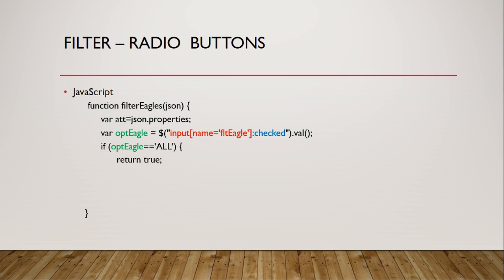Then we have a line of code that checks if the selected radio button has a value of all, and if it does, the filter function simply returns true for everything, which means every feature will be included in the layer. If the selected radio button is not all, then it returns true or false depending on whether the value of the status attribute matches the value of the currently selected radio button. And this is why we needed the value attribute of the radio buttons to exactly match the values of the feature's status property.